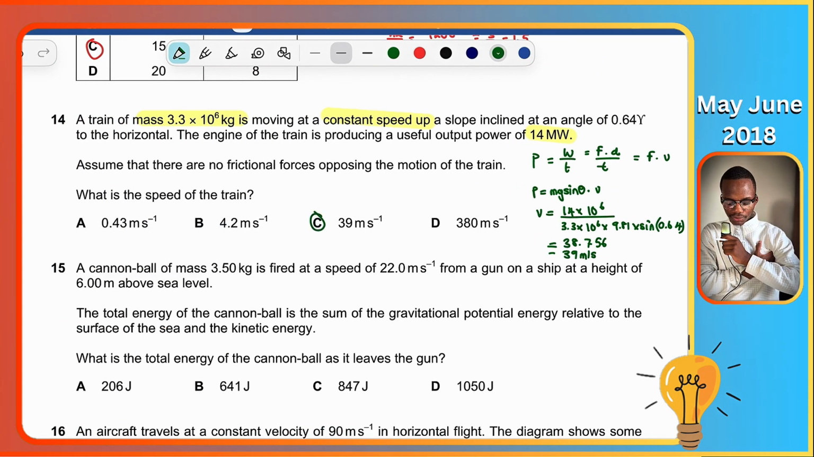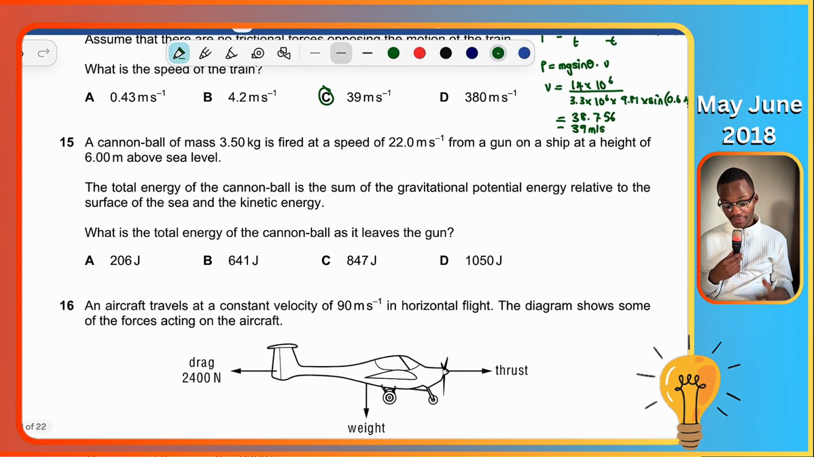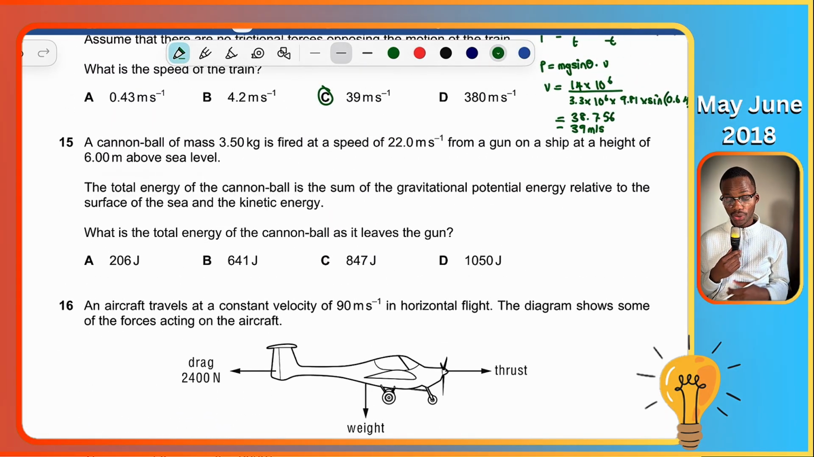Okay, so just keep that in mind as you're doing these kinds of questions. Look at the different values that you have and make sure that you're actually understanding what you're doing.